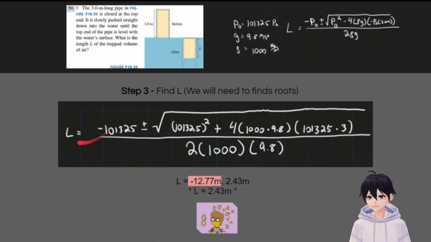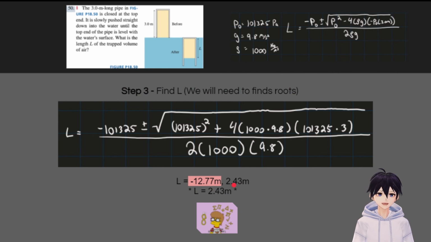So once we plug those in, we'll get this big calculation right here, which will leave us with negative 12.77 meters and 2.43 meters. And in this case, since we can't have negative lengths, we can just discard this and we'll be left with 2.43 meters. And 2.43 meters is our answer, and it's this length right here when we push it in the water.